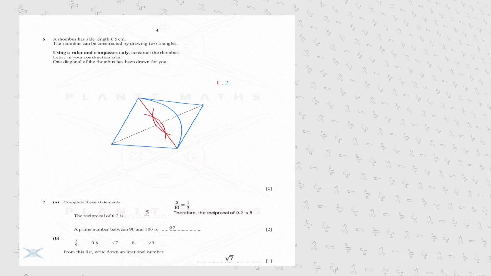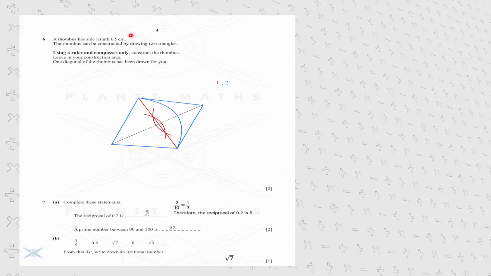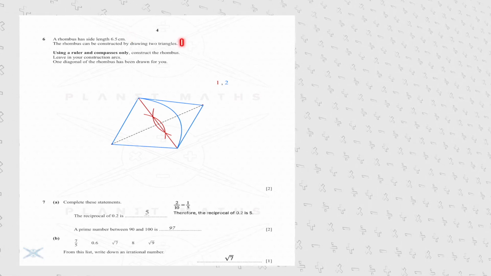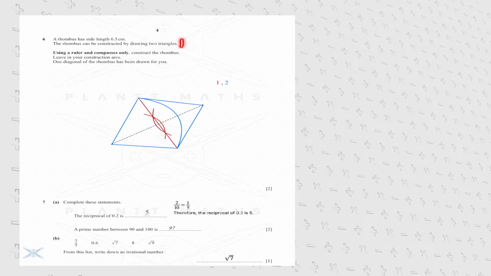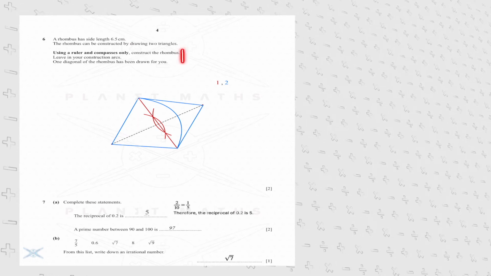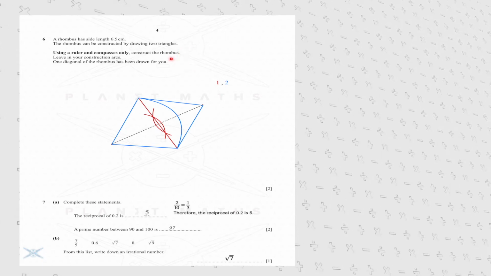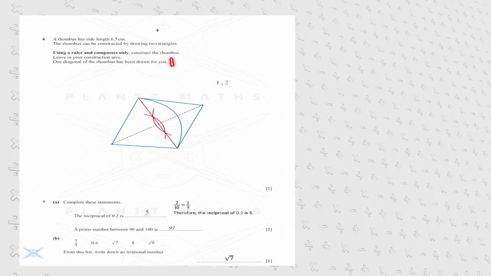Next on to exercise 6, where it is stated that a rhombus has a side length of 6.5 centimeters and it can be constructed by drawing 2 triangles. Using a ruler and compasses only, we're supposed to construct the rhombus, and we should leave the construction marks. One diagonal of the rhombus has already been drawn for us.